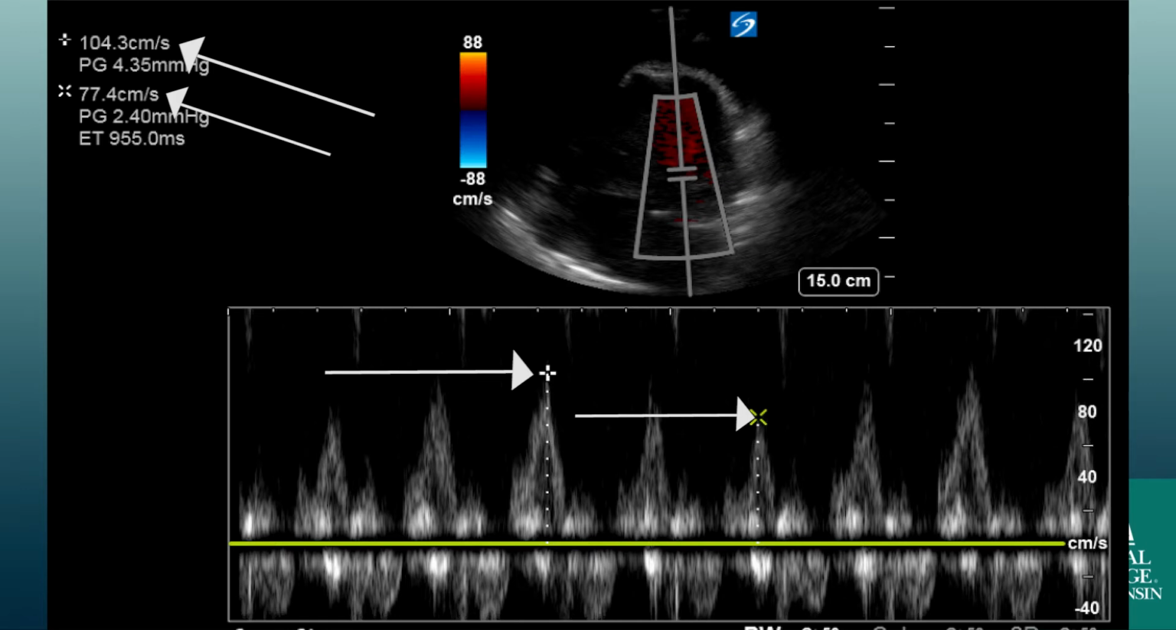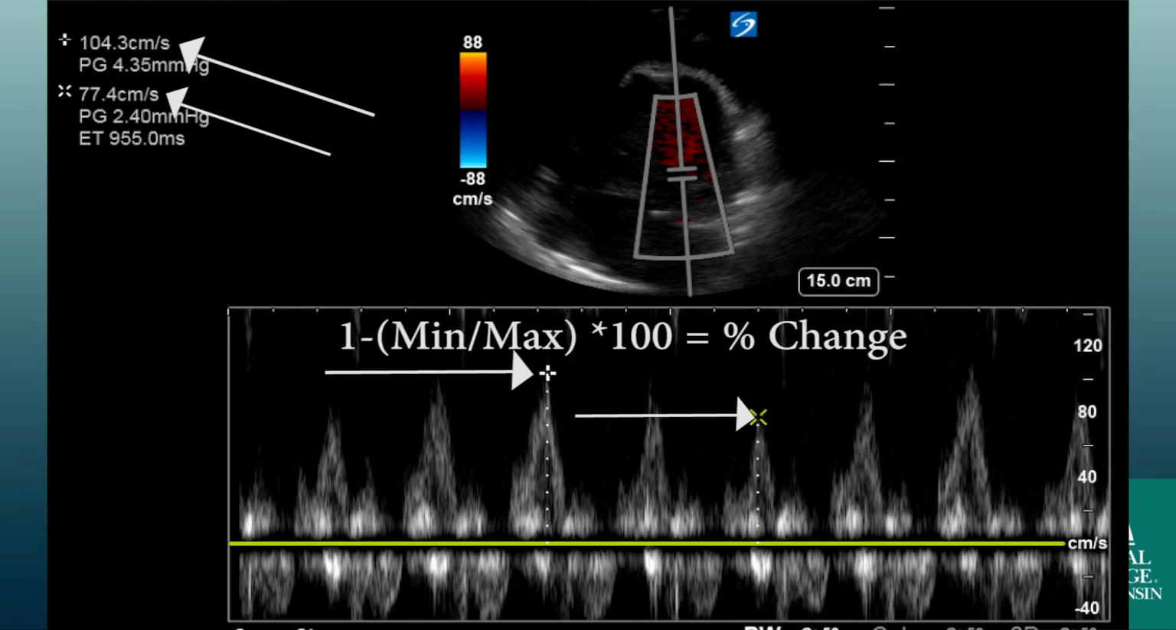Getting back to the measurements, you take the maximum and the minimum, and you find the percent difference. If it's greater than 25%, this is kind of a surrogate pulsus paradoxus measurement. So again, greater than 25% is cardiac tamponade.